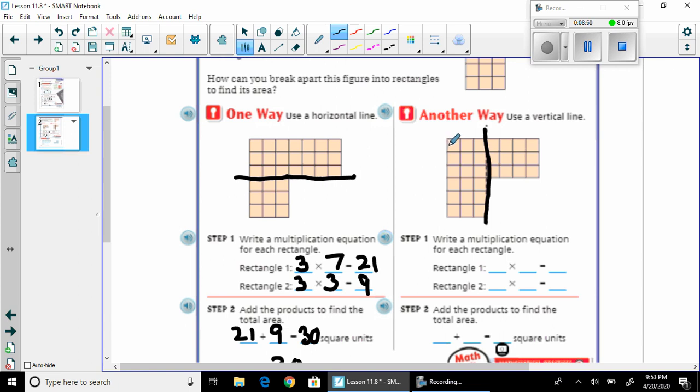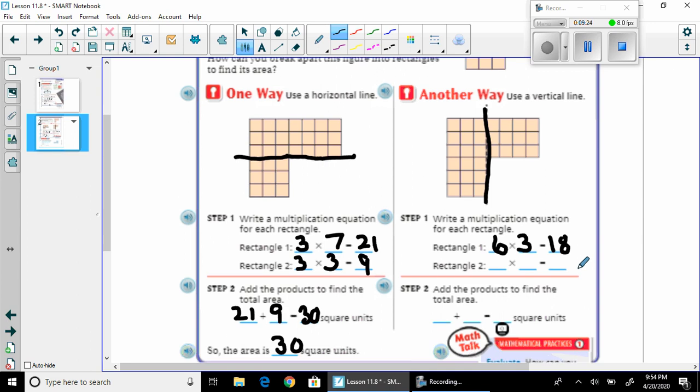Okay. So again, we count the length first. 1, 2, 3, 4, 5, and 6. So down here on our first space, I'm going to write the number 6. That is our first factor, our first length. And then we have a width of 3. All right, so using multiplication, 6 groups of 3 is 18. All right, so that figure has an area of 18.